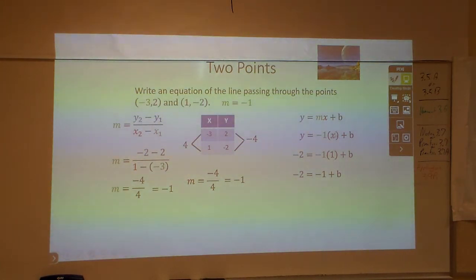Y equals mx plus b. I'm doing all this to find the b. Take 1 times a negative 1 is negative 1. Add 1 to each side. What you do to one side, you have to do to both. Those cancel out. So b is negative 1. So my answer will be y equals negative x minus 1. Y equals negative x minus 1.